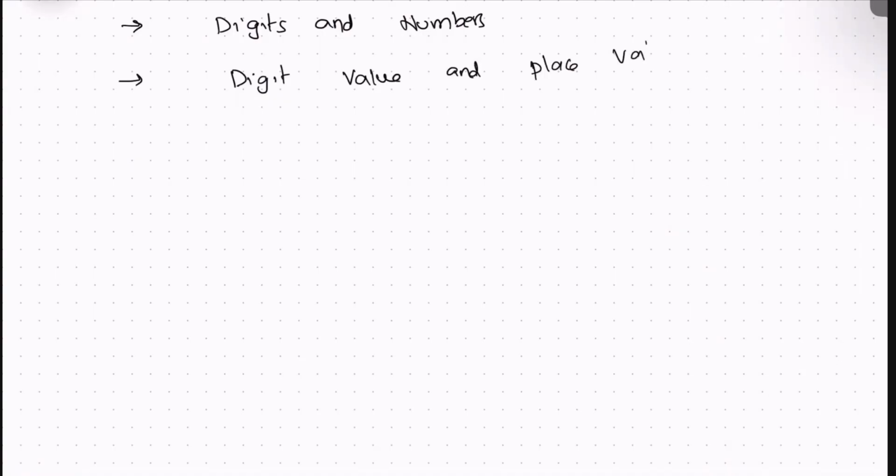What is a digit value and what is a place value? Given a number, we should be able to find out the place value of any digit. Then we will also discuss making a place value chart. We'll understand what a place value chart is, and we'll try to prepare a place value chart for any given number. And after that, we will discuss three different forms of any number.